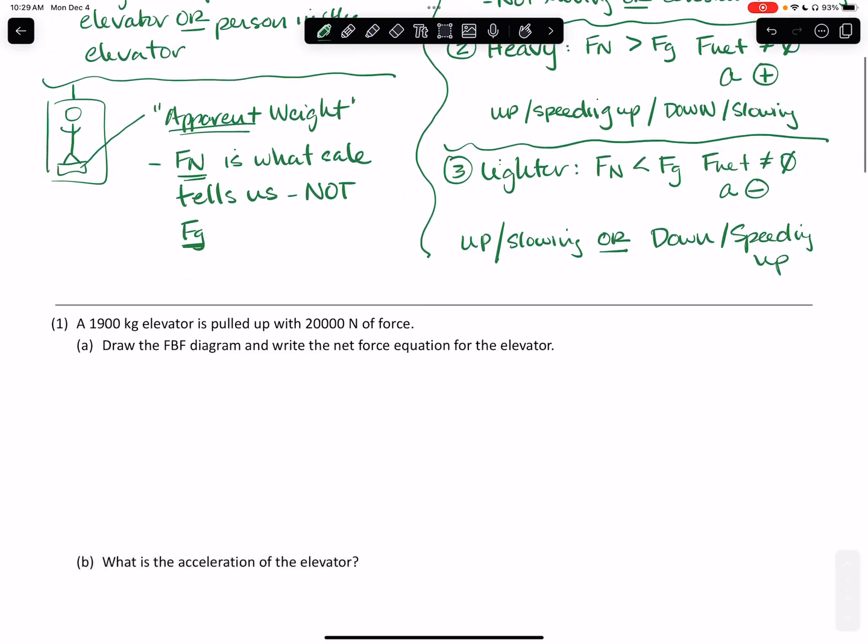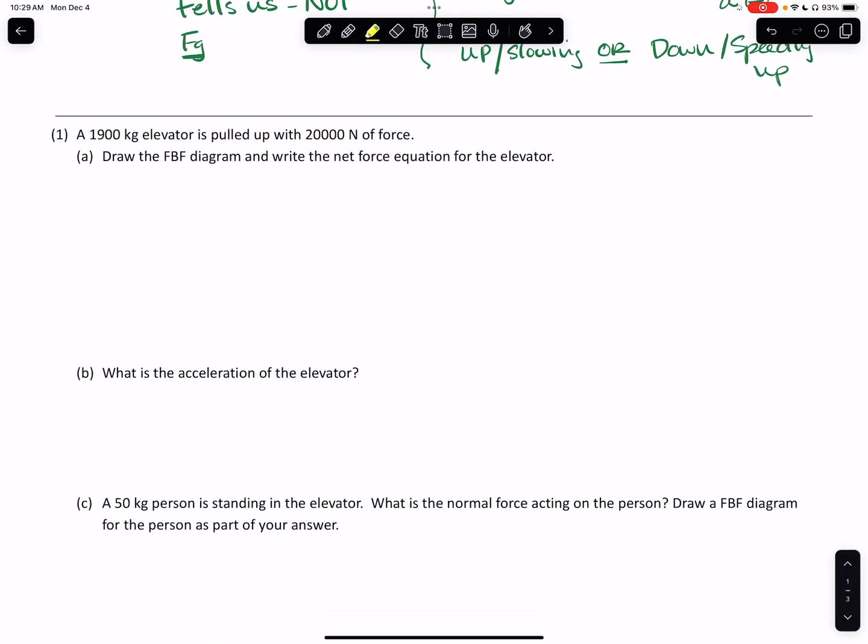So let's look at our problems. We have a 1900 kilogram elevator that's pulled up with a 20,000 Newton force. We're going to start by drawing our free body diagram and writing our net equations. But before we do that, I'm going to actually list out what I know.